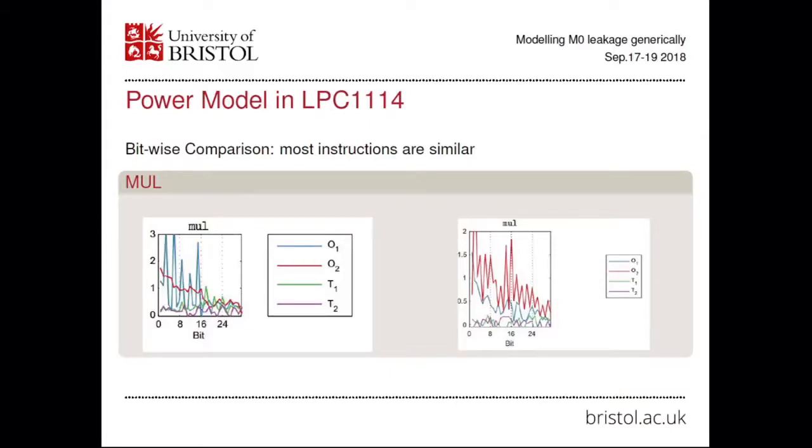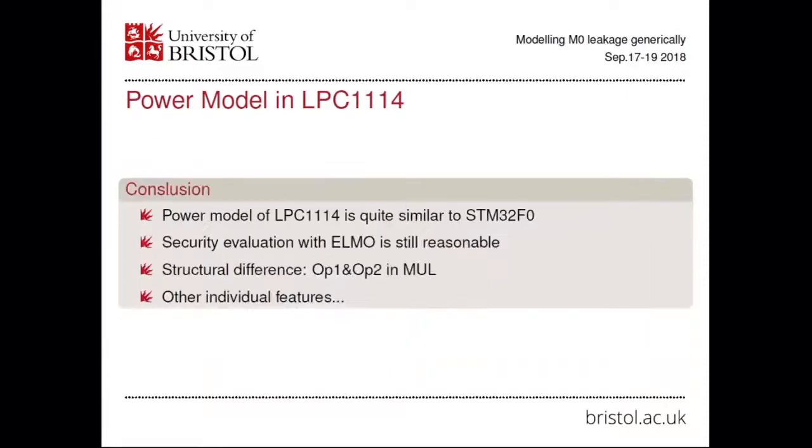We suspect this has something to do with the specific architecture. It might be which operand goes to which bus that causes such a difference. But right now, we don't really have very solid evidence. OK, so our conclusion here is that the power model of the LPC1114 is quite similar to what we observed in ELMO, which is the STM32. This suggests our security evaluation with ELMO may still be reasonable, at least in theory. And we also observed some structural differences, like the first operand and second operand in the multiplication instructions. What this means for security, whether it does affect the leakage, and whether this leakage can be exploited, still takes time to confirm. In the meantime, I have also noticed some very interesting features.